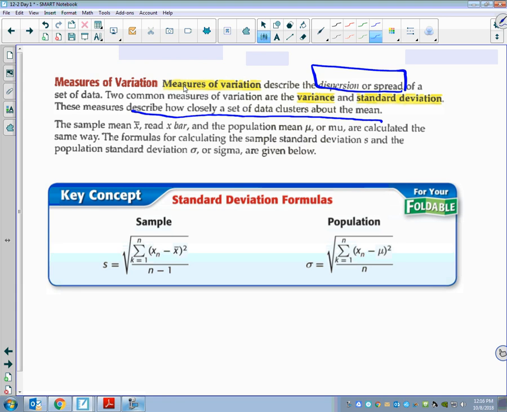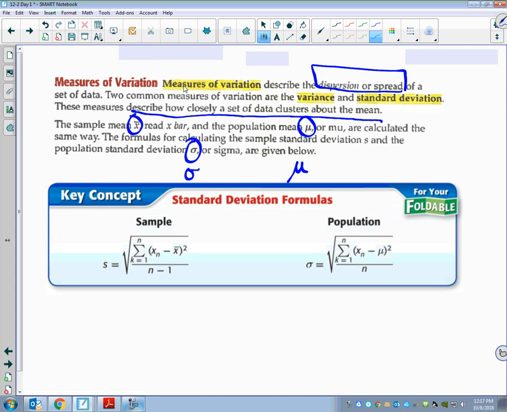And so there's some new vocab here that I want to talk about, and then we'll actually do this in class. It says the sample mean, which is x with a bar above it, is read x bar. And the population mean is a Greek letter that looks like a backwards Y almost. That's said mu. They are calculated the same way. It's just the average. It just depends on which way you write it, whether you're talking about a sample or a population. The formulas for calculating the sample standard deviation, S, and the population standard deviation, sigma, which is like an O with a little bar out, that's lowercase sigma, are given below.